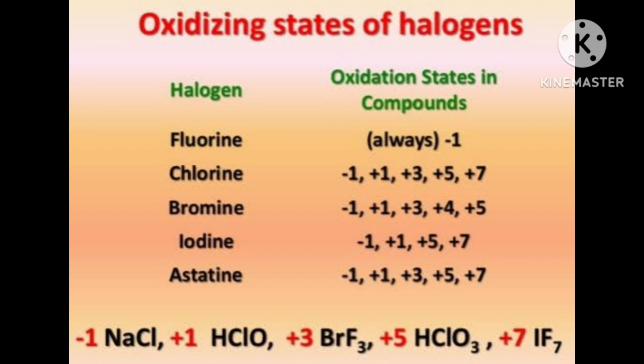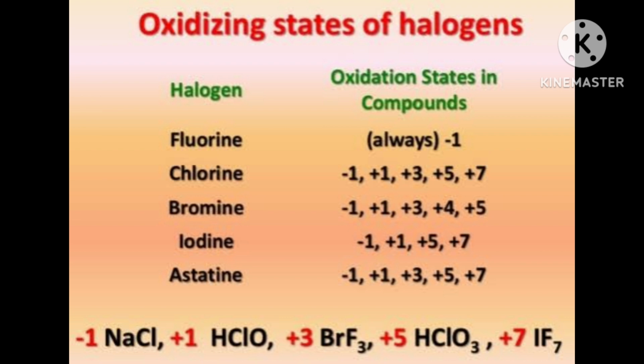Bromine is again more than its covalent radius. Covalent radius is 114, but its ionic radius is 196. And iodine, again covalent radius is 133, but ionic radius is 220. Astatine is not known. It is a radioactive element.